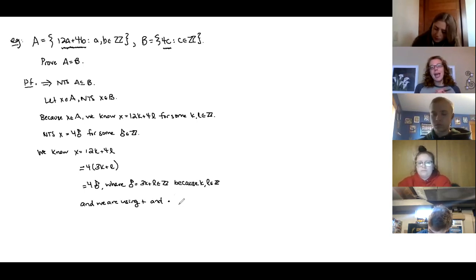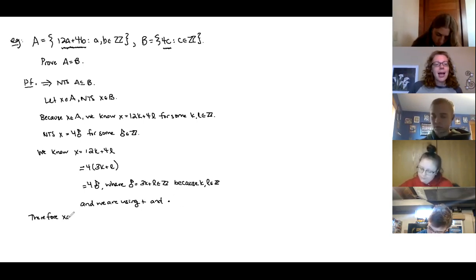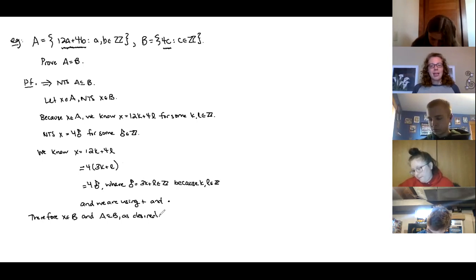Sailboat should be 3k plus l. And then we know that lives in the integers because k and l live in the integers, and we're using addition and multiplication. Okay, so therefore we can say x lives in C. Oh, sorry, B. We called that B. x lives in B, and A is a subset of B as desired. That's my first half. I got x to look like elements in B. They look like 4 times an integer. So therefore, A is a subset of B.